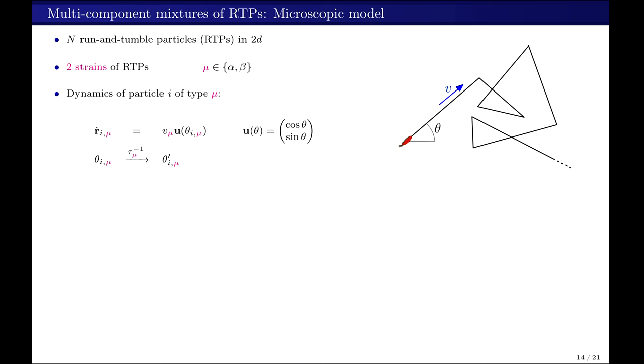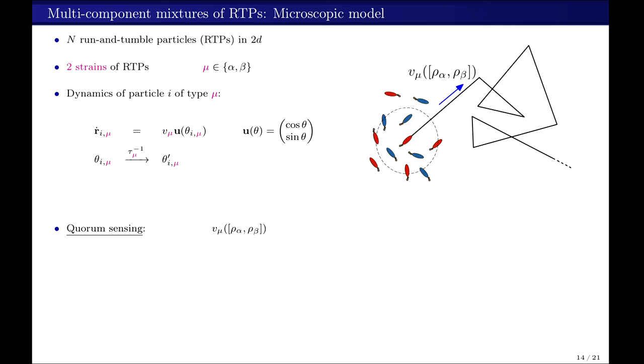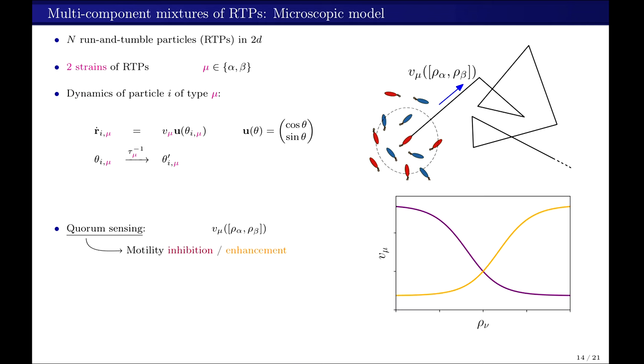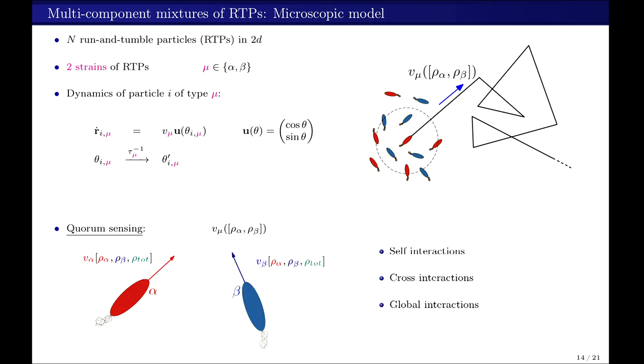Okay, so here we just have these standard dynamics. Then on top of that, we now consider quorum sensing, which means that the self-propulsion speed now depends on the two different density fields, rho alpha and rho beta. I will speak of motility inhibition in the case in which V decreases with rho. Otherwise, it will be motility enhancement.